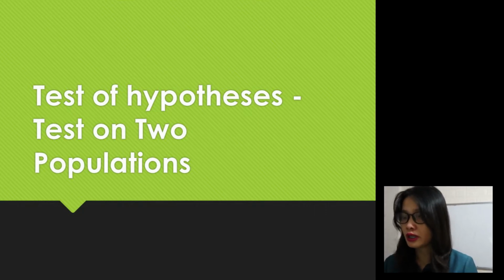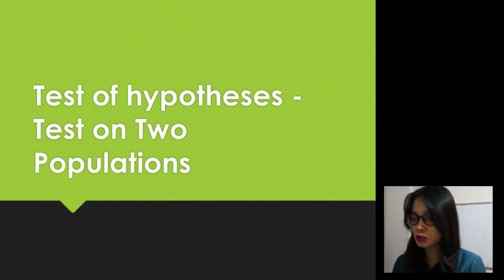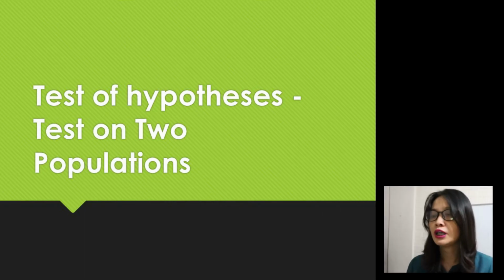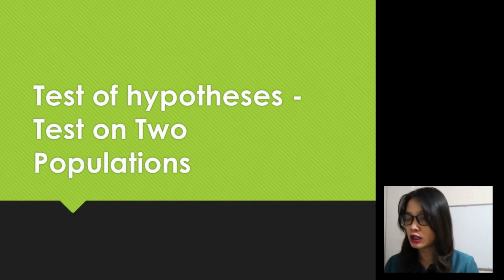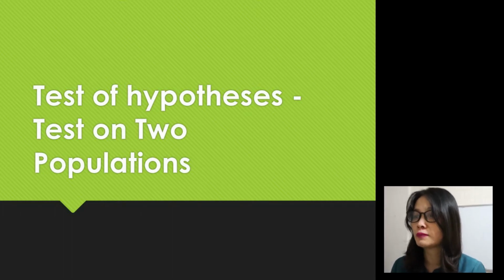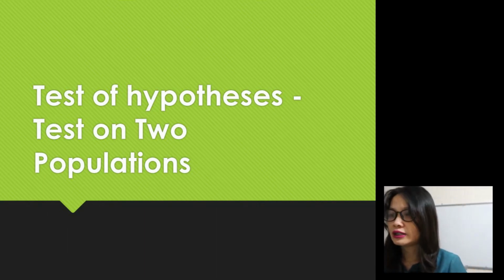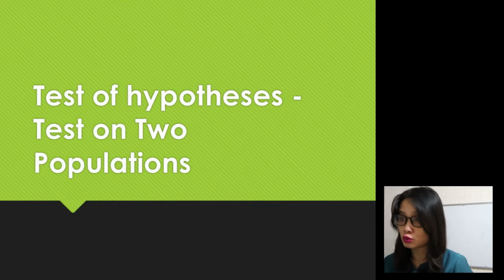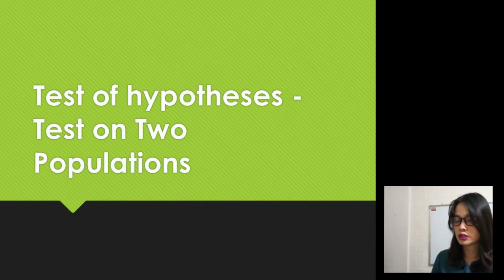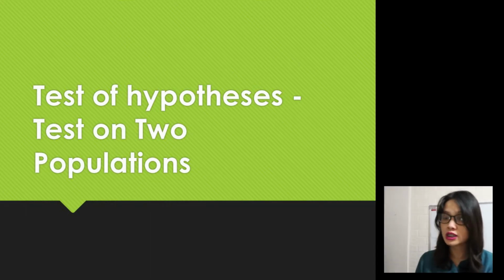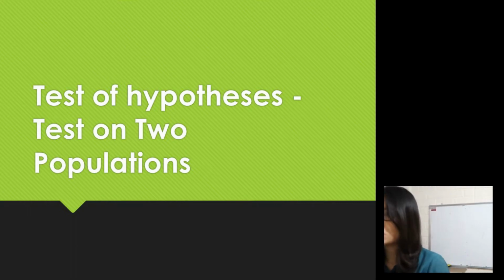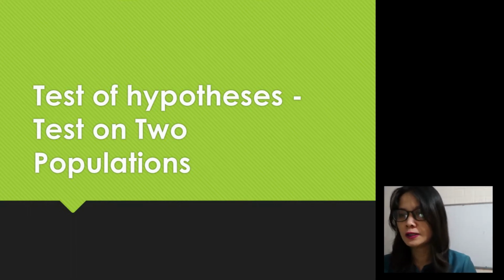Number 4, come up with a decision kung reject ba yung HO or fail to reject. If you are rejecting your HO, meaning you need to accept your HA. If you fail to reject HO, meaning you need to accept your HO. And then number 5, you need to come up with a conclusion. So we need to follow the 5 procedures. So we will be discussing test of hypothesis, test on two populations. Okay, let's continue.